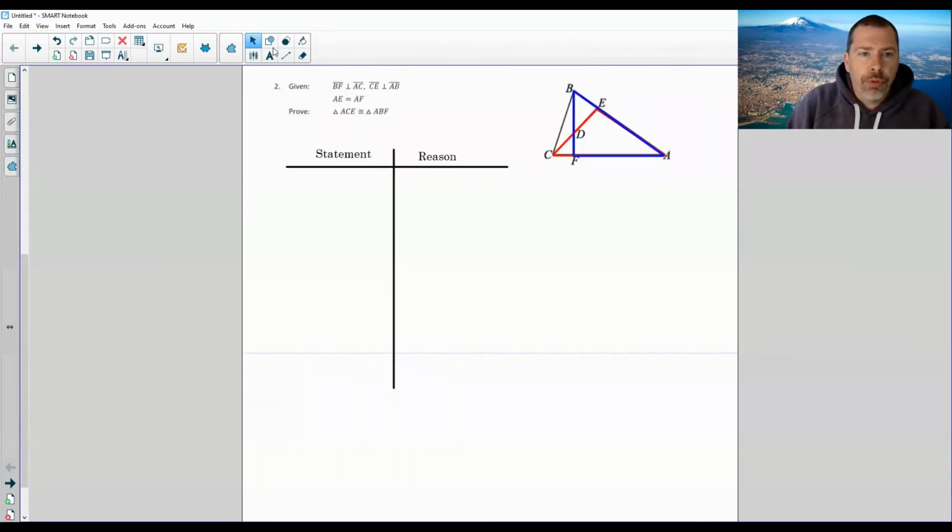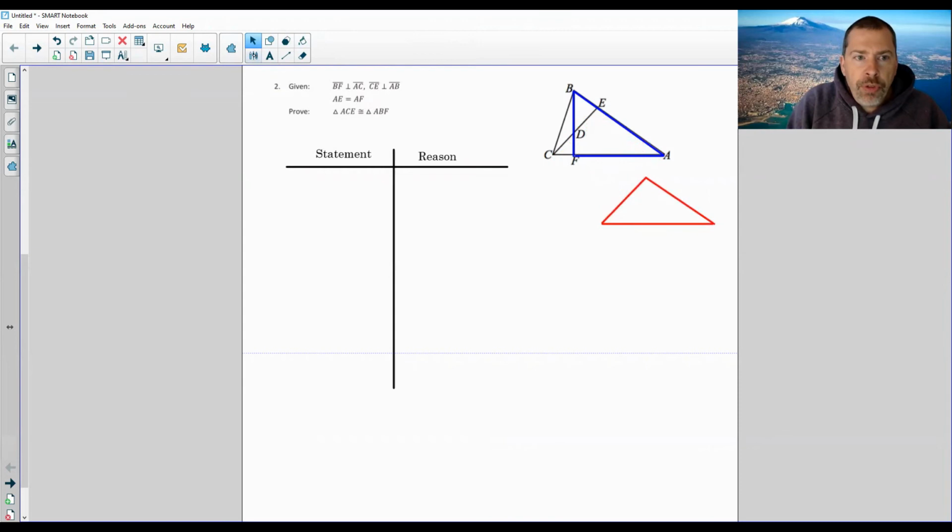Okay, number 2. All right, again, I'm going to start saying this more as I go on. Always look at what we're trying to prove before anything else. What are we trying to prove? We're trying to prove two triangles congruent. So I outlined one of them. Triangle ACE is this red triangle, and let me move it out of the way now.